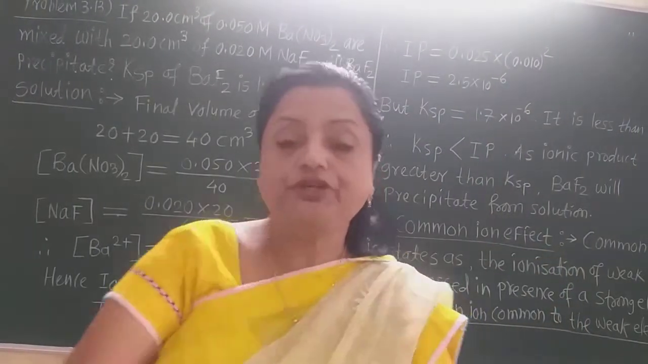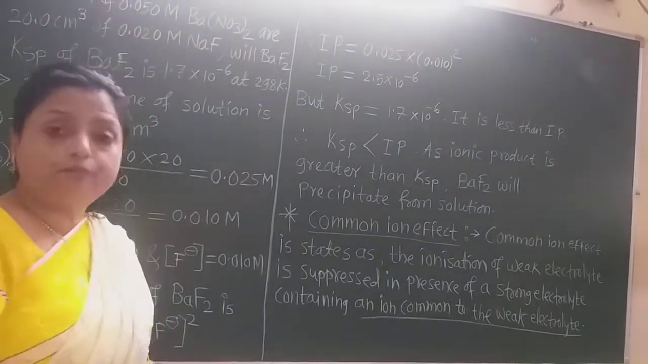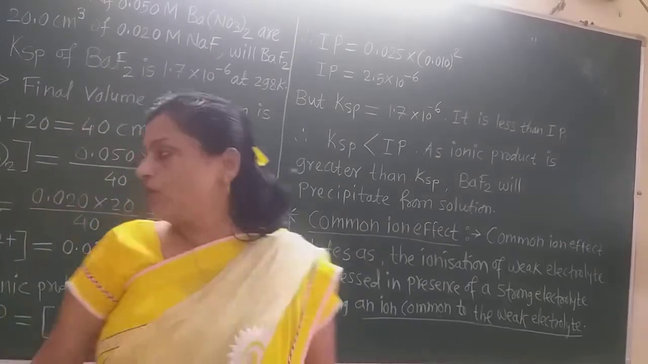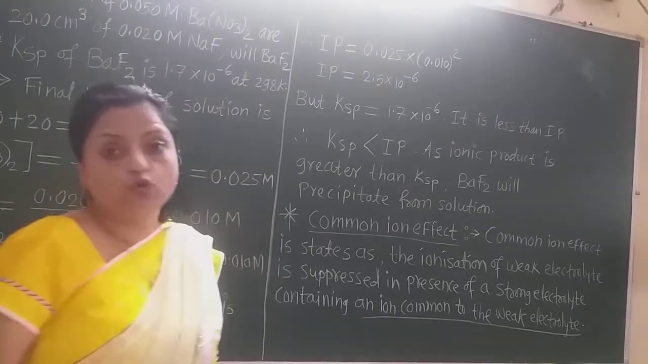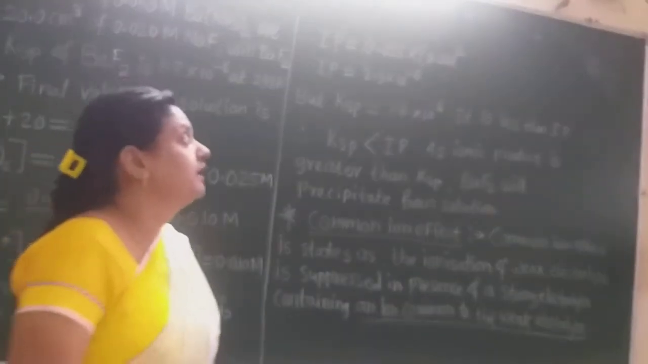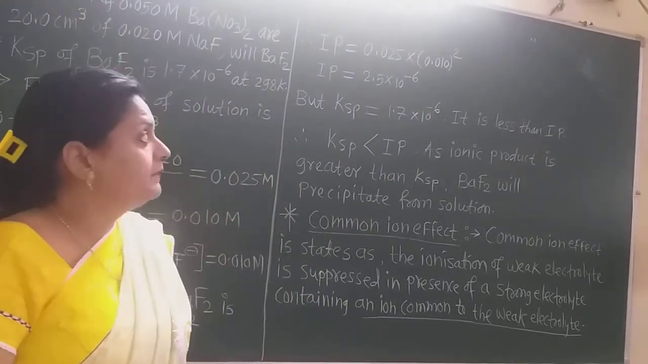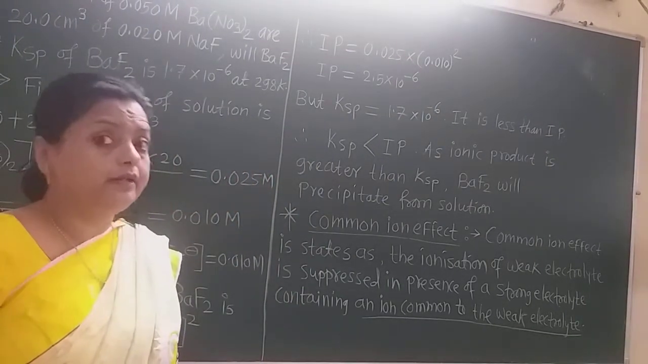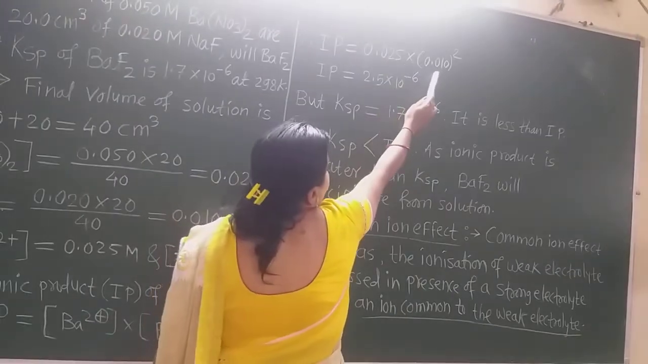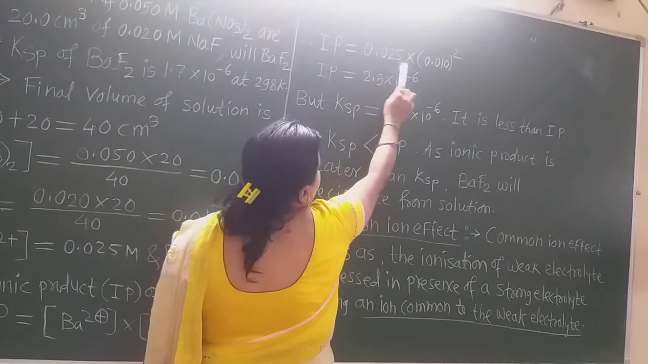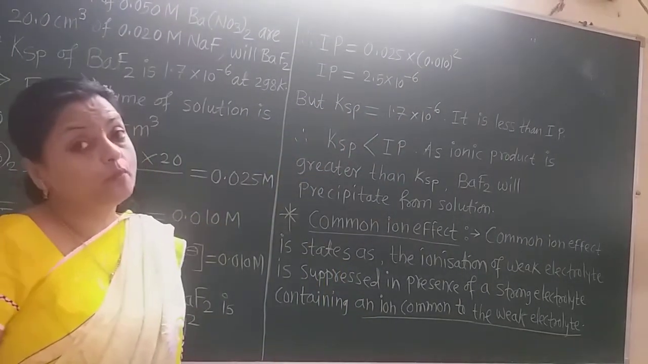Now after substituting the values of the concentrations of these two ions, we know that the concentration of Ba2+ ion is 0.025, which is the new concentration after mixing the solution. And the concentration of F minus ion is 0.010, bracket squared here because there are 2 fluoride ions. And therefore after multiplying, after squaring this, the value of the ionic product comes to 2.5 into 10 raised to minus 6.